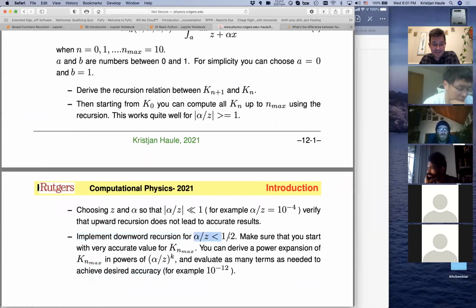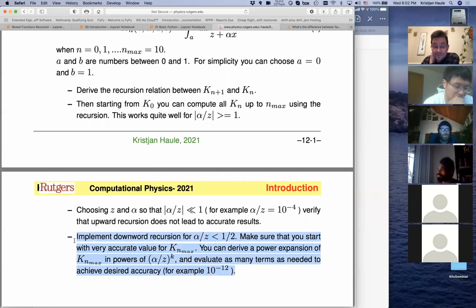Well, in this case, we're going to check, I guess, whether alpha over z is less than 1/2. It turns out that when alpha over z is 1/2, it's roughly where you need to switch between upward and downward. Make sure that you start with a very accurate value of k_n max. You can derive a power expansion of k_n max in powers of alpha over z to the k and evaluate as many terms as needed to achieve the desired accuracy, for example 10 to the minus 12, and then use that. So this is the problematic part.